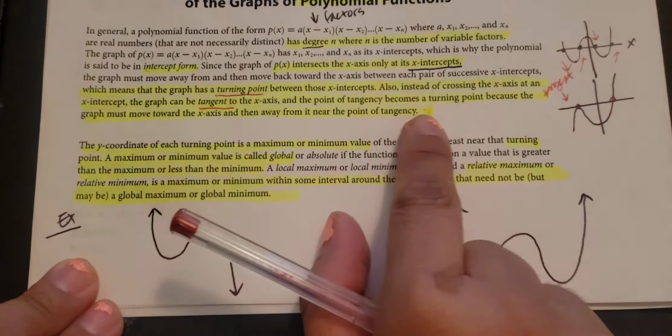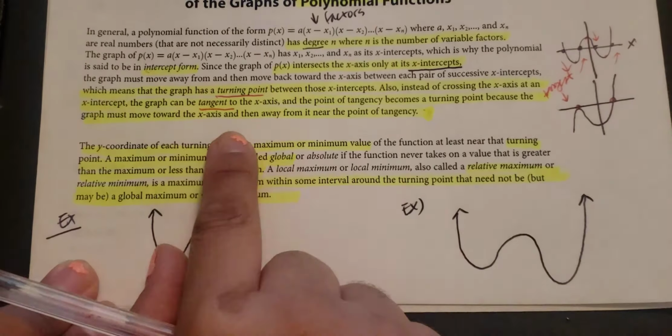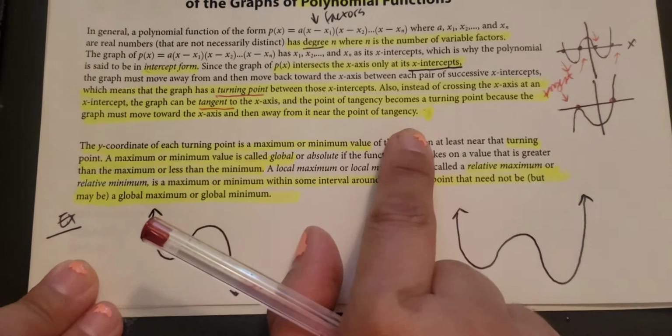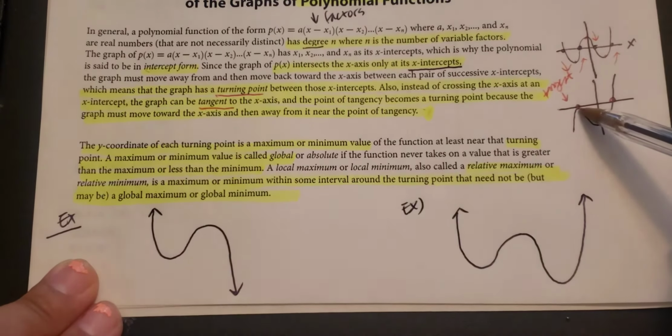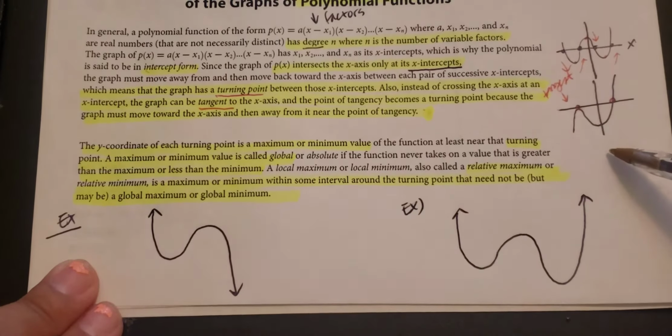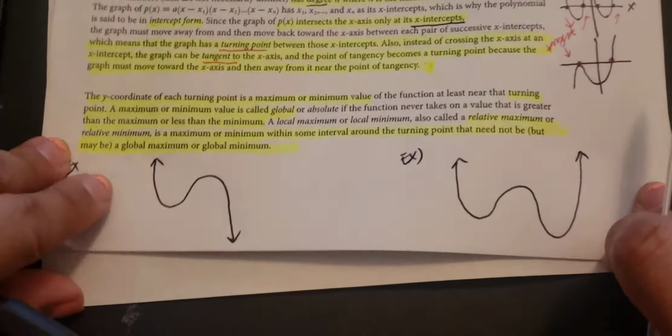So the point of tangency becomes a turning point because the graph must move towards the x-axis, then away from it near the point of tangency. Basically, at this point, it becomes not only a tangent point, but it's also a turning point because that's where it must have gone up. And at that exact point, that's where it decided to go down. Okay, so that's a turning point. All right, then other things you need to know.